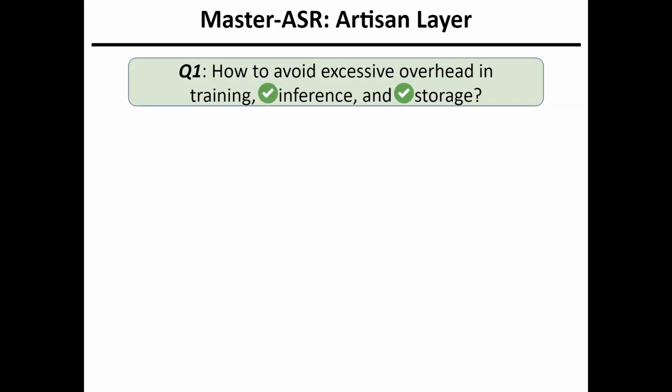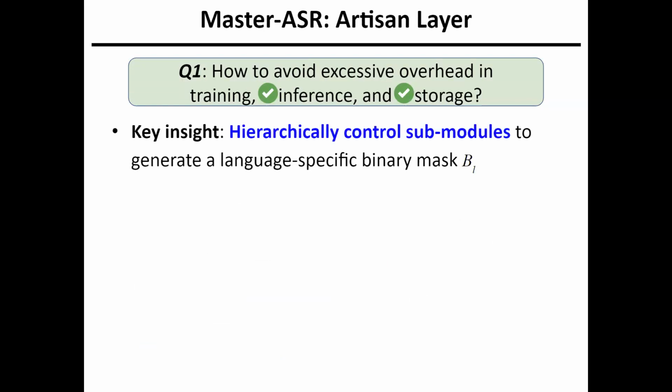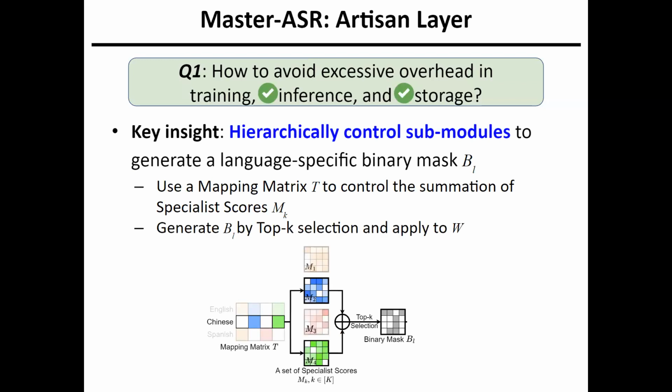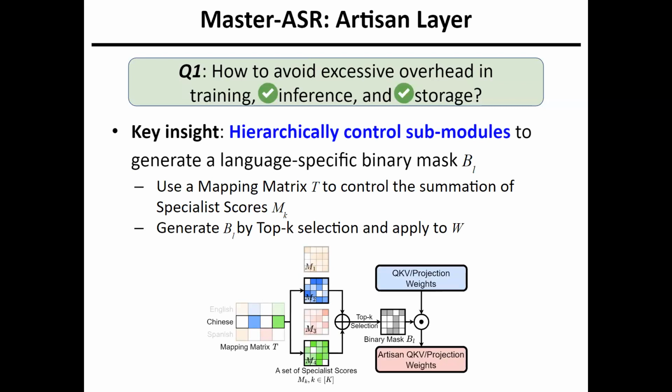storage of multilingual ASR. The key insight of the Artisan layer is that we can hierarchically control submodules to generate a language-specific binary mask. To achieve this, we use a mapping matrix to control the summation of specialist modules, generate a binary mask by top-k selection, and apply this mask on top of the layer weight.